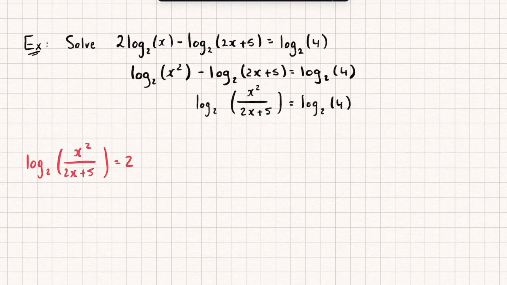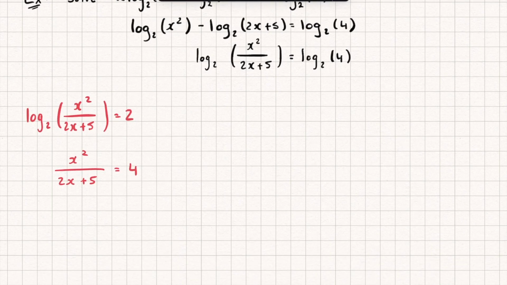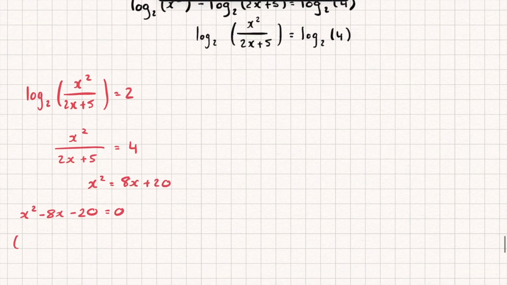And the way I would do that would be to rewrite it in an exponential form and say, well, 2 squared equals the argument, so I get x squared over 2x plus 5 equals 2 squared, which is 4. Multiply both sides by 2x plus 5 and we get x squared equals 8x plus 20. Let's put all of my terms onto the left hand side and I get x squared minus 8x minus 20 equals 0. Let's then factorize this and I'm going to get x minus 10 and x plus 2, which therefore gives me solutions of x equals 10 and x equals negative 2.